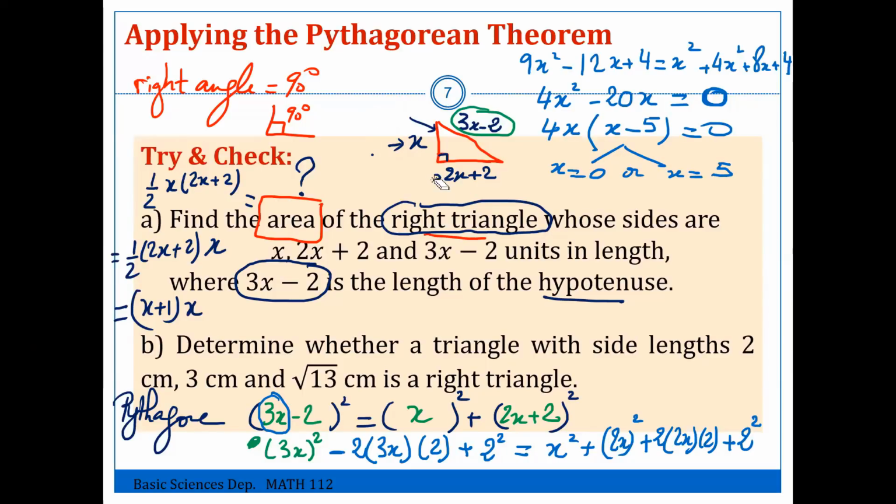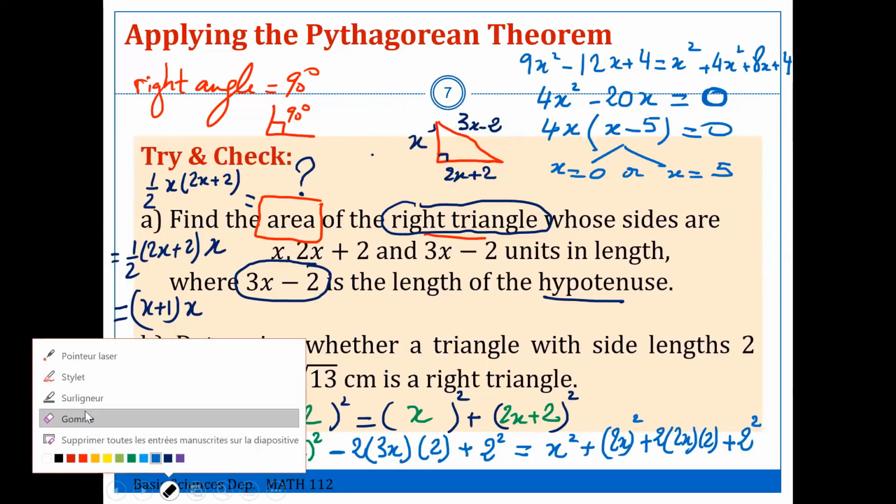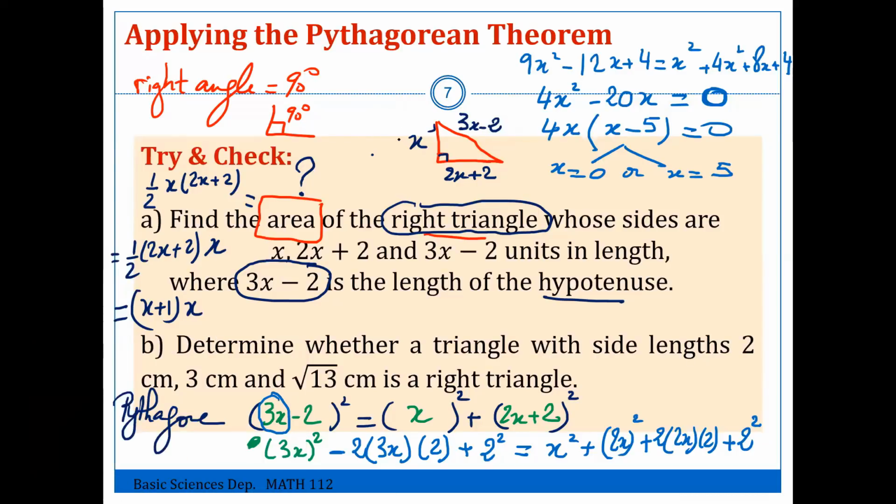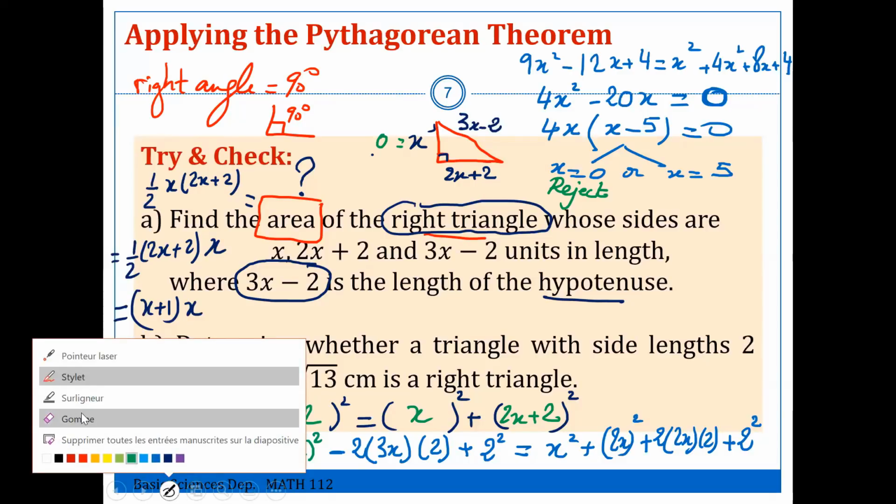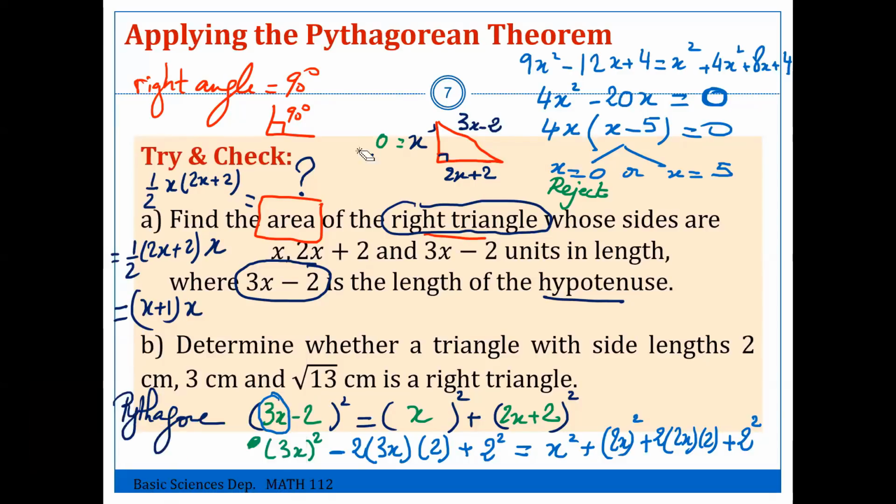And we replace in the triangle. So if I take x equals 0, what happens? If x equals 0, one of the sides will be 0, so it's not a triangle anymore. So this we reject. Do all agree that we have to reject this candidate? Okay.